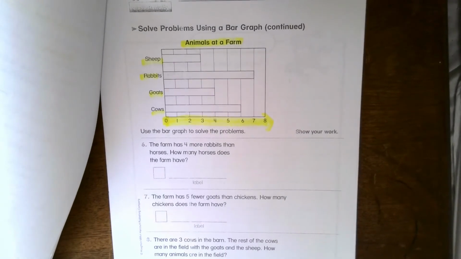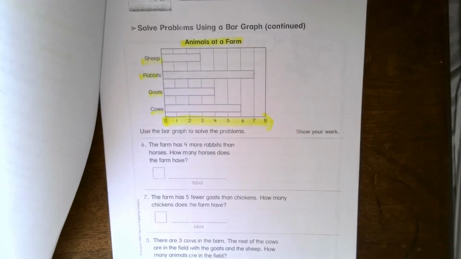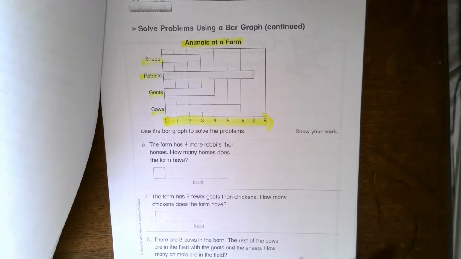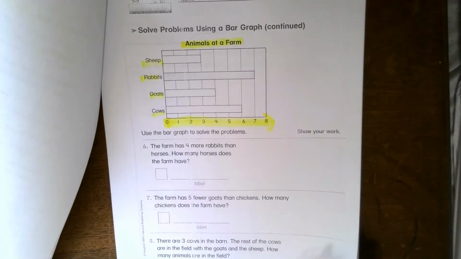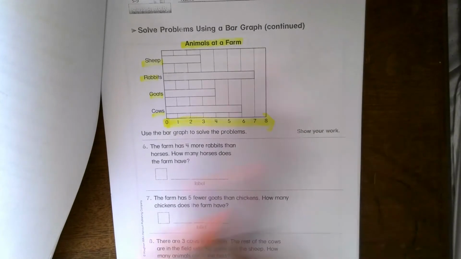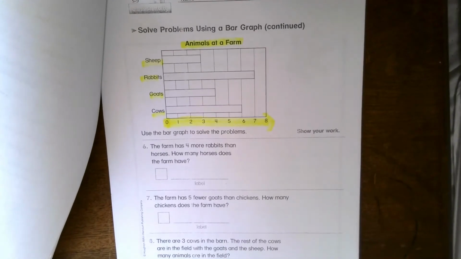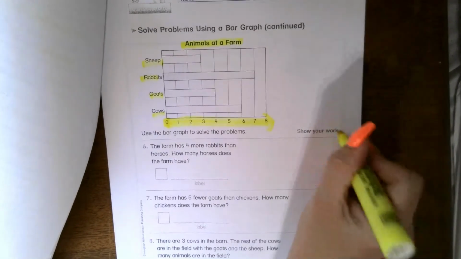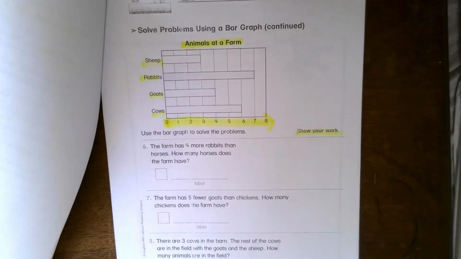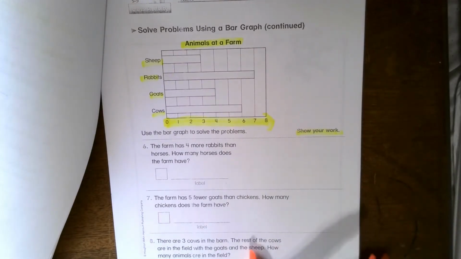Number 8, there are 3 cows in the barn. The rest of the cows are in the field with the goats and the sheep. How many animals are in the field? And remember, this is important, you guys. I know it's easy math. I do know it's easy math, but please, please, please show your work. Have some fun with it. You could even draw the animals if you wanted to.